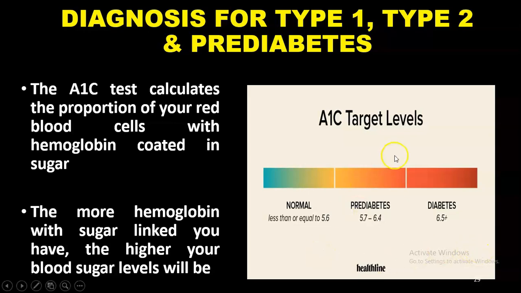So we can see from this picture, an A1C level of less than or equal to 5.6 is normal. If you have prediabetes, it means your A1C will be between 5.7 to 6.4. And then if your A1C is 6.5 or higher, it means you have diabetes.